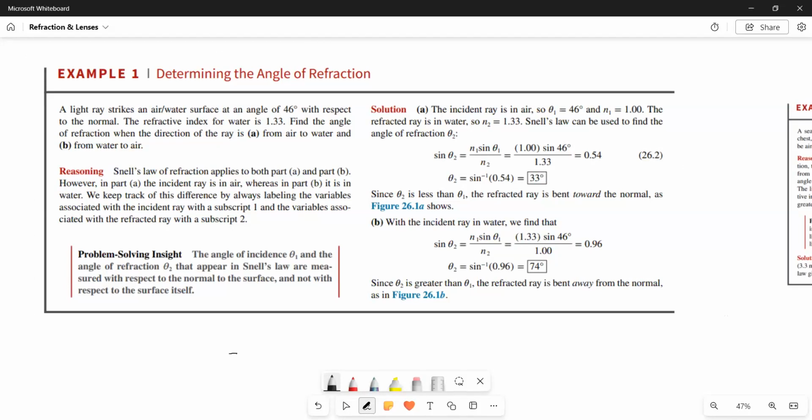So let's say this is the water surface, and this is air. We're going to draw our normal. And they say that a ray of light strikes the air-water surface at an angle of 46 degrees. So okay, the ray comes down here, and it makes 46 degrees here.